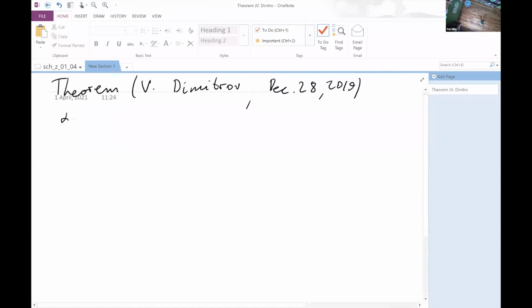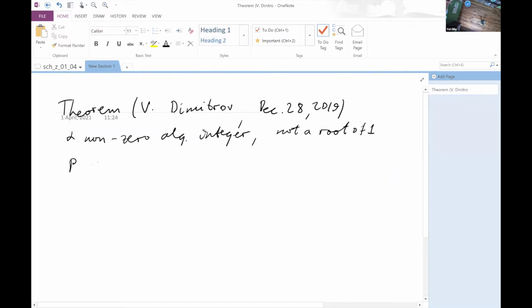And the theorem is the following. Let alpha be a non-zero algebraic integer, not a root of unity, and p any prime number. Then the house of alpha is bounded below by log 2 over p squared, times 1 over d, where d is the degree. Here, 1 over the degree.